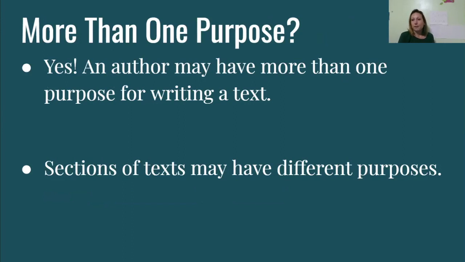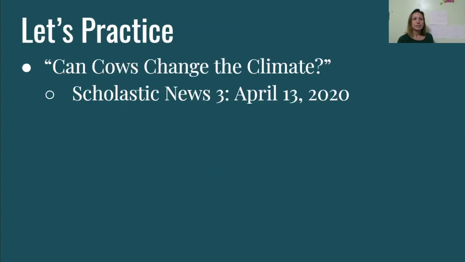If you think about a recipe for baking chocolate chip cookies, one section is going to tell you what you need, all the materials, all the ingredients. One section is going to be written to tell you what to do with those materials, how to actually make the cookies. So we are going to practice with an article called "Can Cows Change the Climate?" And this is from Scholastic News, 3rd grade level, April 13th, 2020.